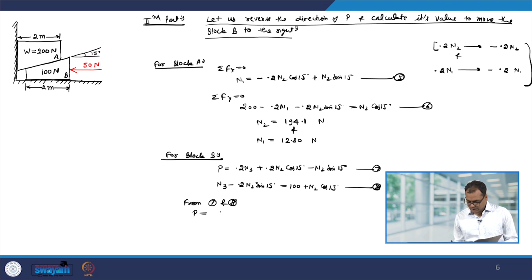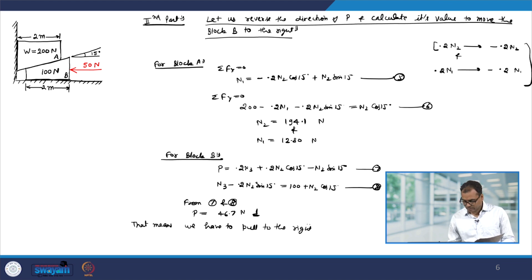and you can see that P will be 46.7 Newton. So, this implies that we have to pull to the right with this 46.7 Newton force to get block B to move in this direction.